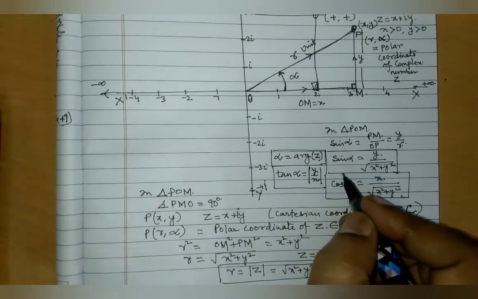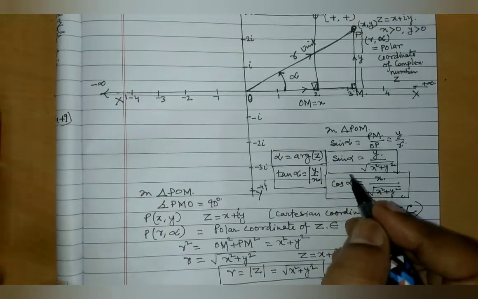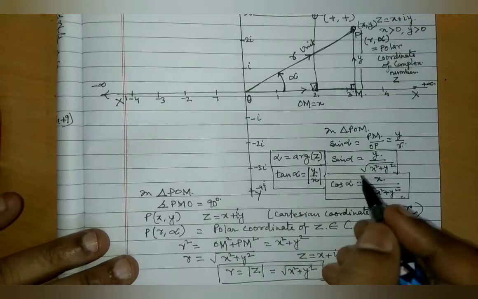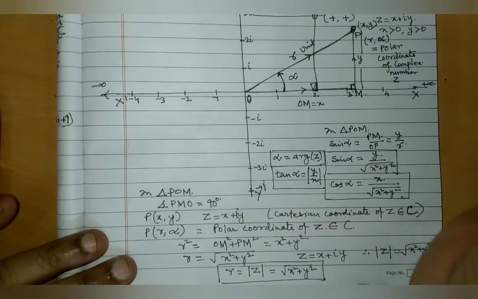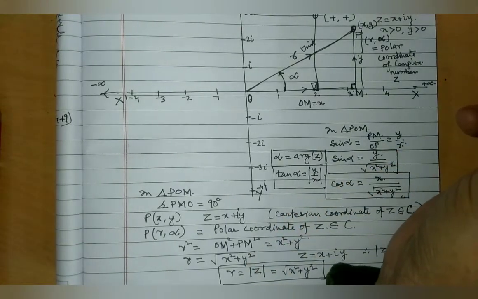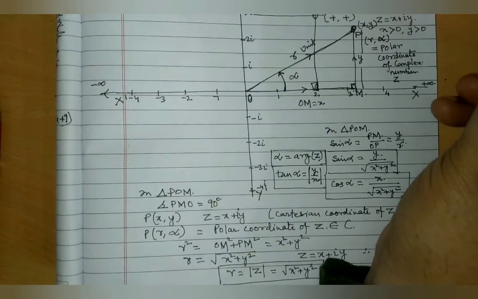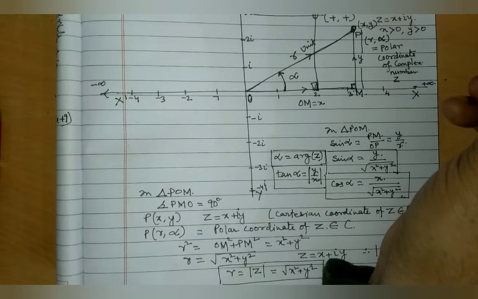I will explain in the next page how to find the argument if the complex number lies in the second quadrant, and if the complex number lies in the third and fourth quadrant.